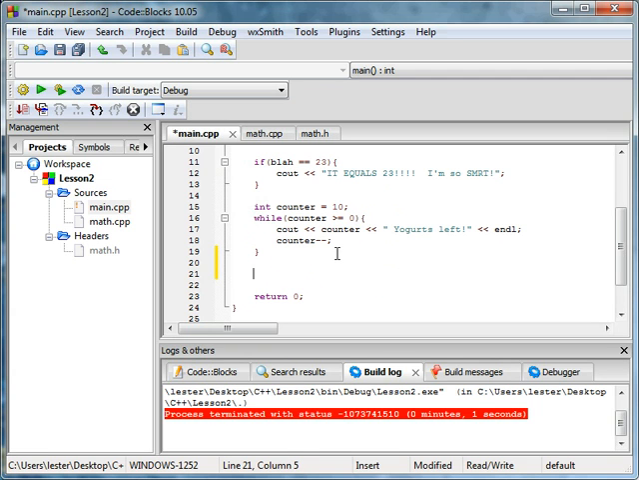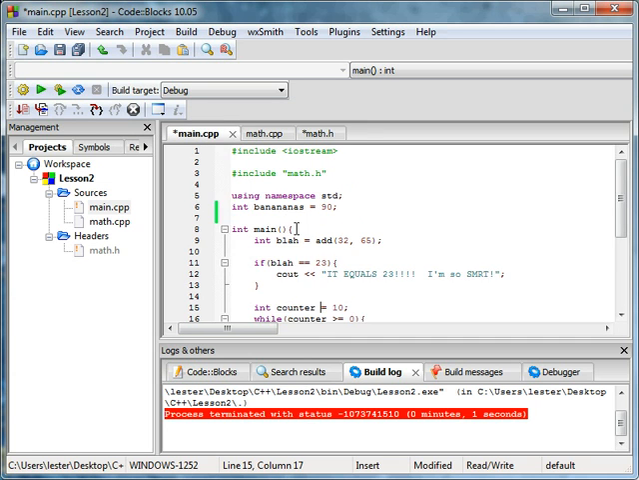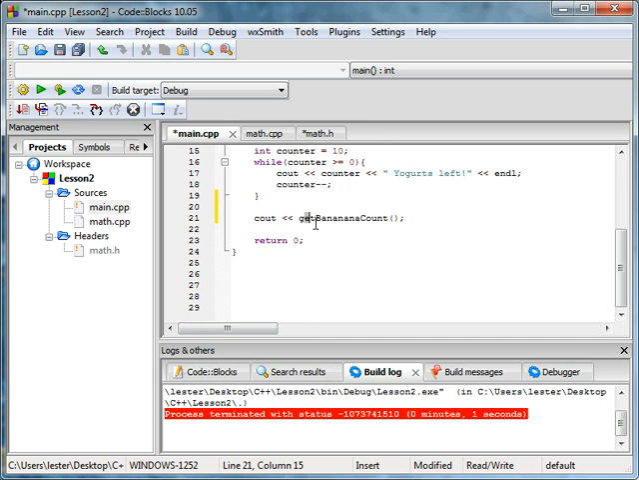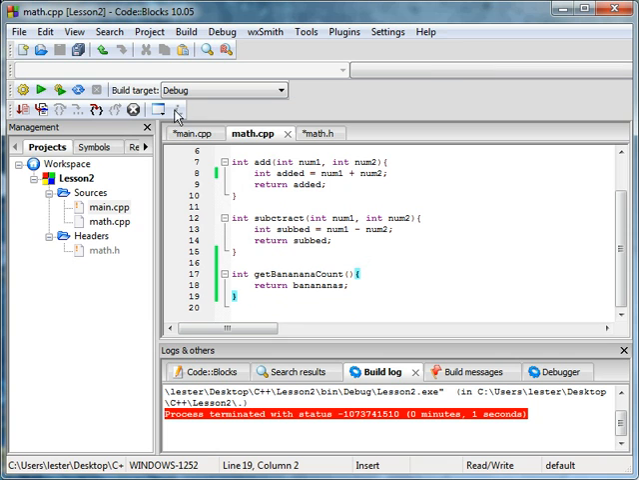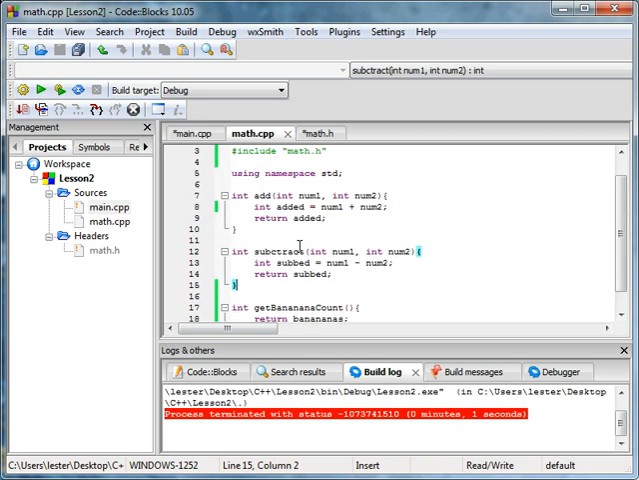Okay. And then if you do main.cpp, and cout getBananaCount, you have to include math.h and getBananaCount, because remember, if you didn't have that, main.cpp wouldn't know what getBananaCount is, because it's in here. So whenever you're dealing with other files, all methods go into a corresponding header file. I like to keep them the same name.